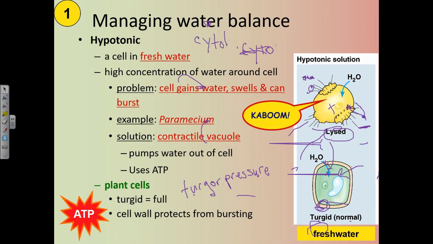CYTO, cytolysis. Cell lysis, basically cytolysis. So the cell is going to burst open. So make sure you write that down in your notes, cytolysis. And then the plant cell down there would be turgor pressure or turgid.